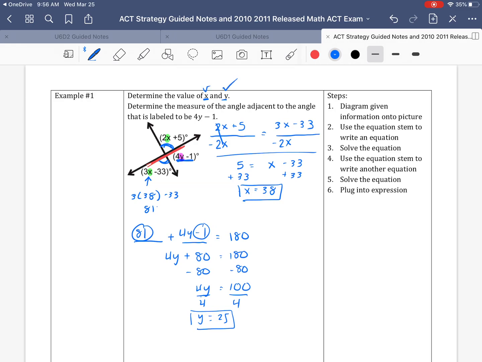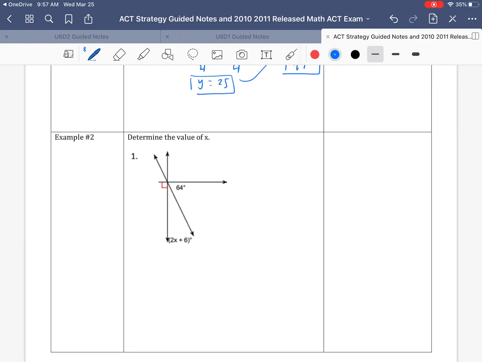Now remember, we solve for x, we solve for y, and the last step says, what is the angle measure of the angle labeled 4y minus 1? So we can plug in our 25 here for y. And we get 100 minus 1, which means it is 99 degrees. And that's our last answer. All right, so here I hope you realize that we use our congruent equation stem, our supplementary equation stem, in order to solve these answers.